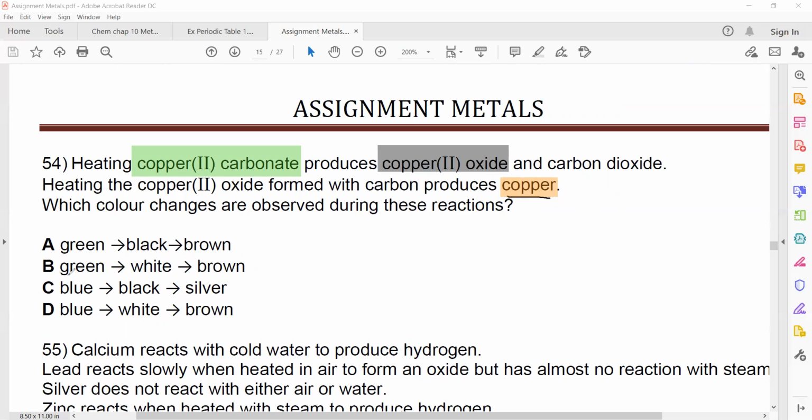So copper carbonate is green, copper oxide is black, and copper is brown, or even pink is acceptable. It is not written here, but it is acceptable that you can write copper as pink. So this was green, this one is black, and the copper is brown.